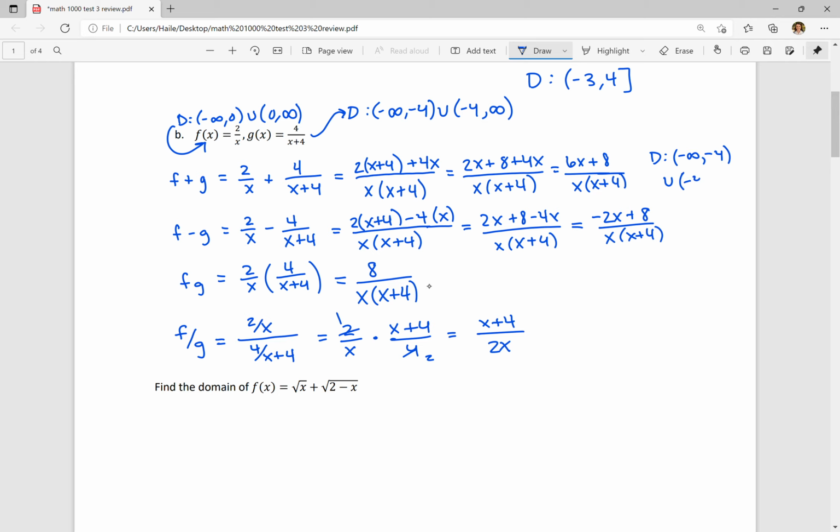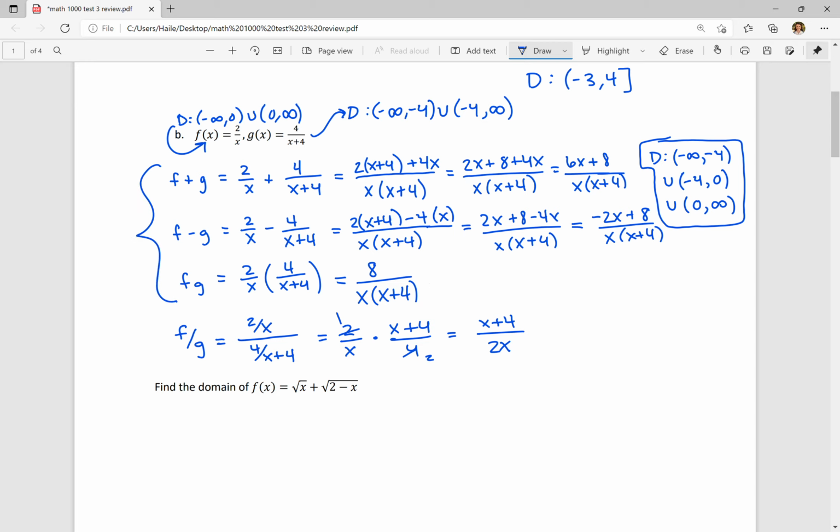So this is going to give us an interval from -4 to 0, and then we can finish it up by saying 0 to infinity, because we don't have any problems after that. So this big interval here is your domain for f plus g, f minus g, and f of g. So for all three of these, you'll have that same answer.